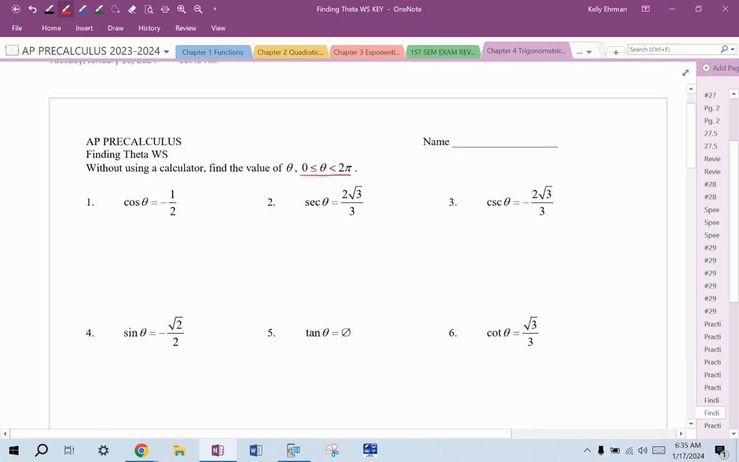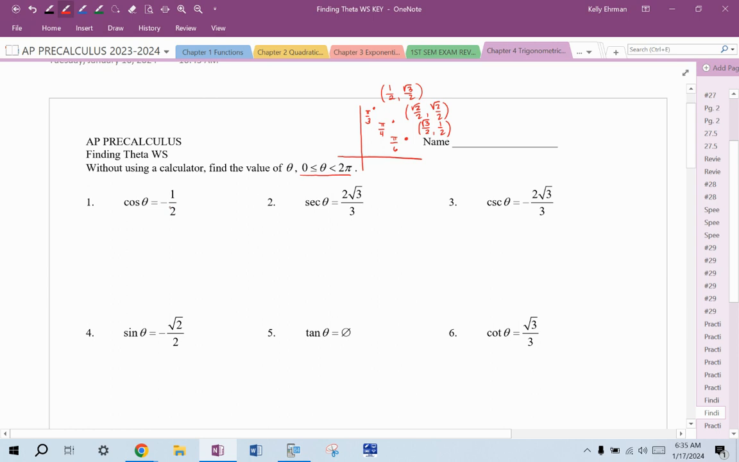If it helps you for this section, remember your quadrant 1 ordered pairs. So pi over 6, pi over 4, pi over 3. Pi over 6 is radical 3 over 2, 1/2. Pi over 4 is radical 2 over 2 for both x and y. And pi over 3 is just flip the pi over 6, so 1/2, radical 3 over 2.